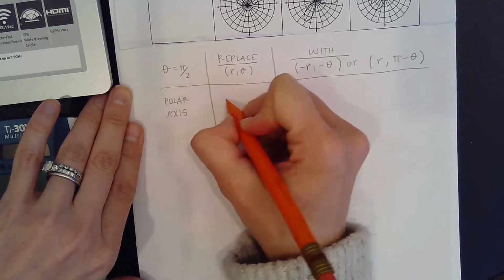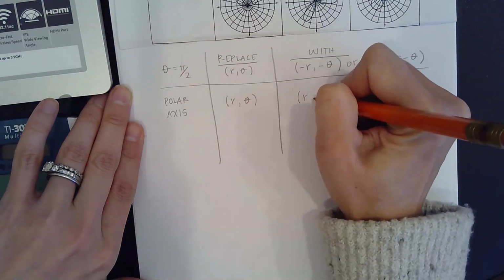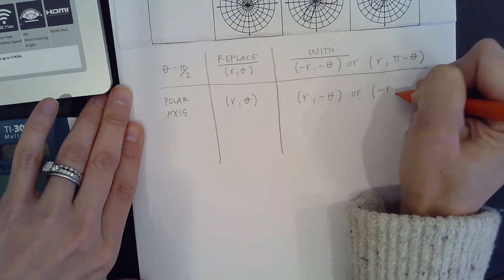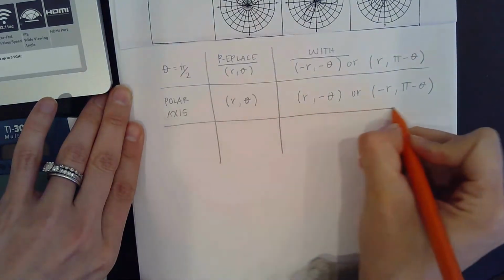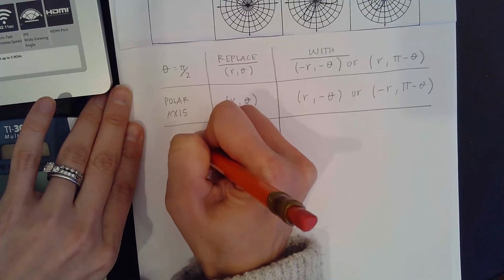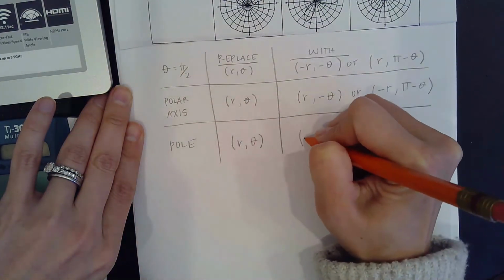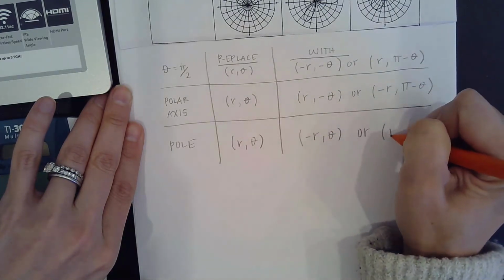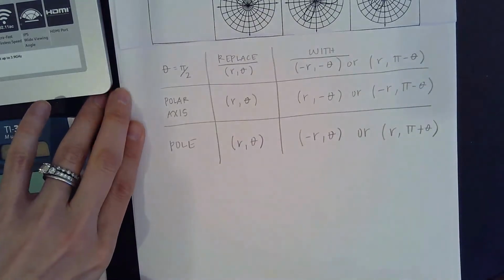you are going to replace your r theta, but you're going to replace it with r negative theta, or negative r and pi minus theta. And then if it's symmetrical about the pole, you're going to replace your r theta. You're going to replace it with negative r positive theta, or r pi plus theta.